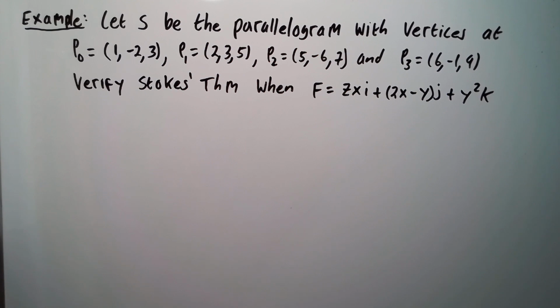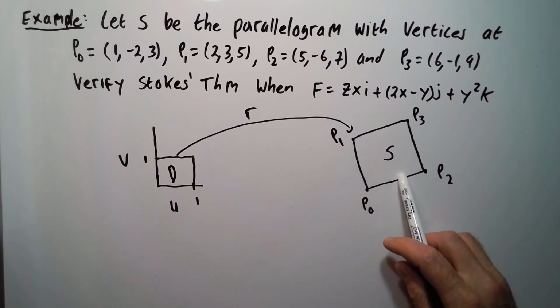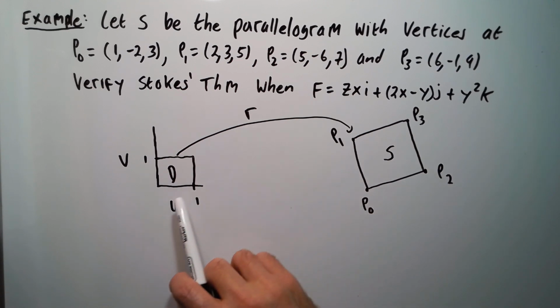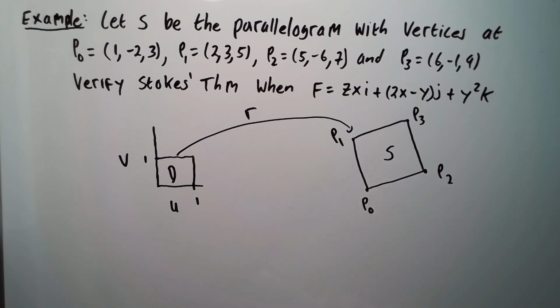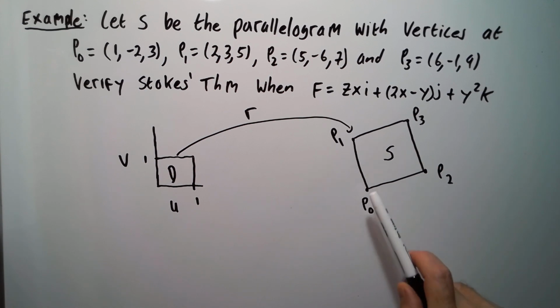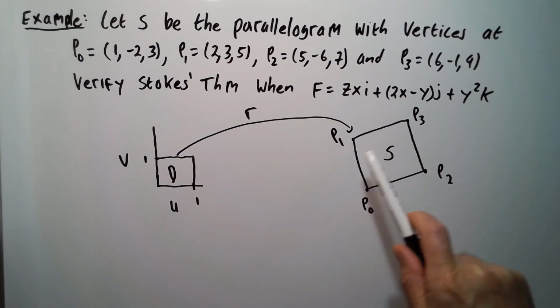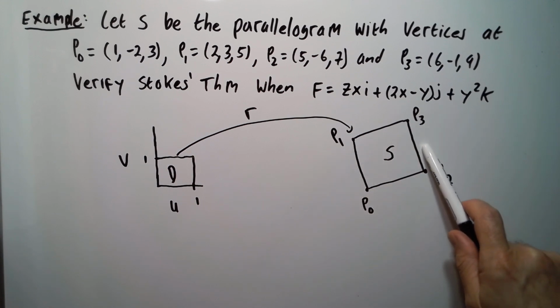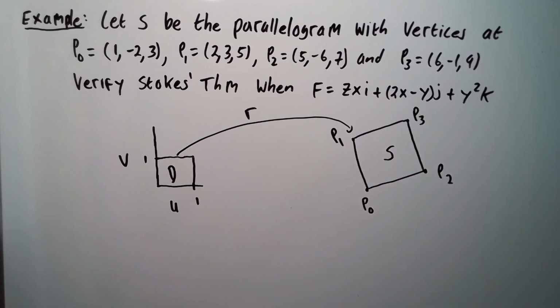Okay, so let me first graph this parallelogram. Okay, so I've graphed a parallelogram here, and I'm going to look for an affine transformation R that maps the unit square onto my parallelogram. I know I've graphed this somewhat right because P1 minus P0 would be this vector here. That should be parallel to P3 minus P2, so you can check that to make sure you've drawn it somewhat accurately. So let's check that.